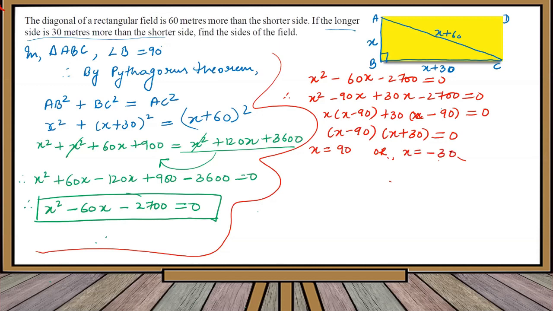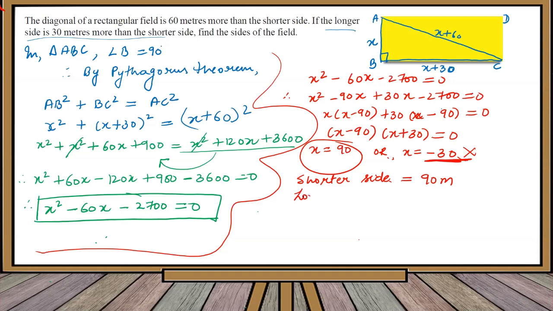Now what is x? X is a side of a rectangular field. So can x be negative? No, x cannot be negative. So we will discard this particular value of minus 30. Hence, x is 90 meters. The shorter side we assumed to be x, so the shorter side of the rectangular field is equal to 90 meters.